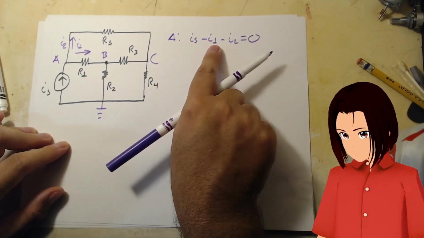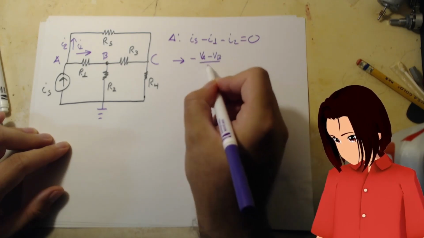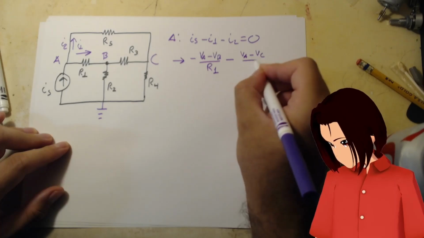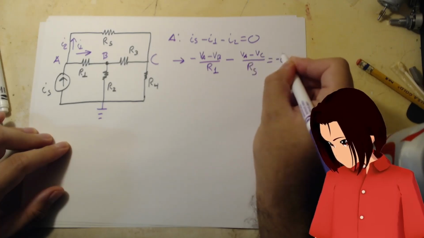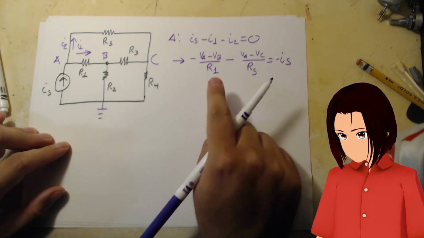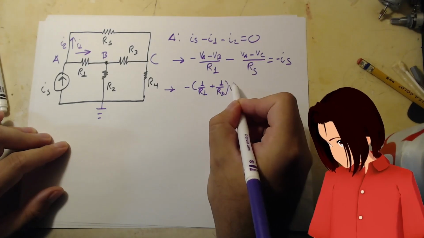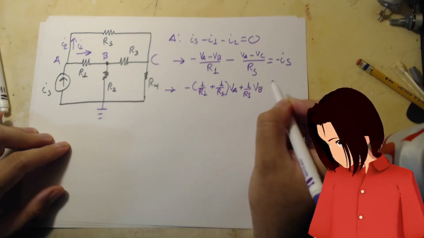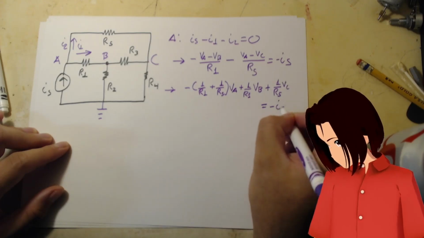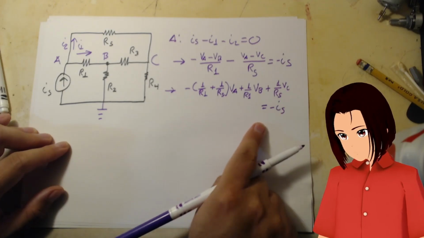Going in, going out, minus I1, minus I2. I moved IS to the other side. So this is our node equation. So we can rewrite this as this. We just rearrange some of the terms. Here's the thing about this.